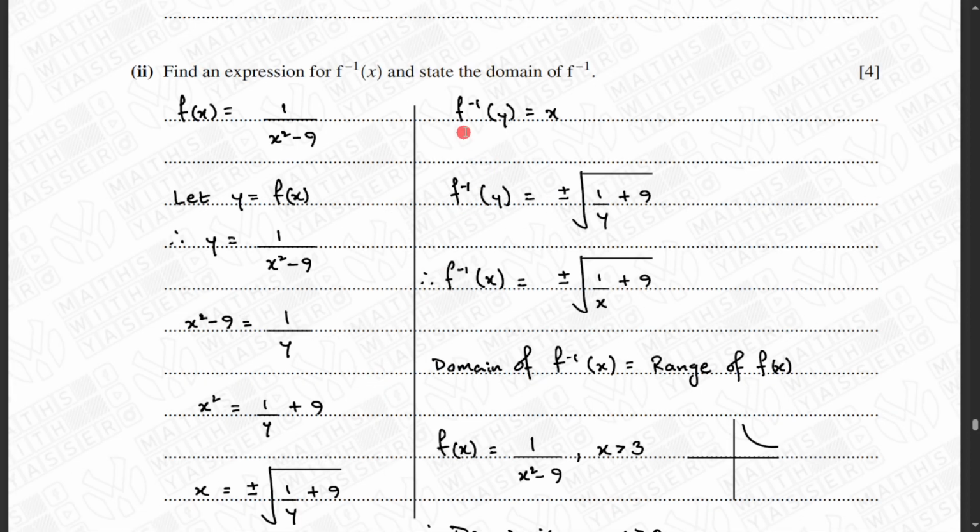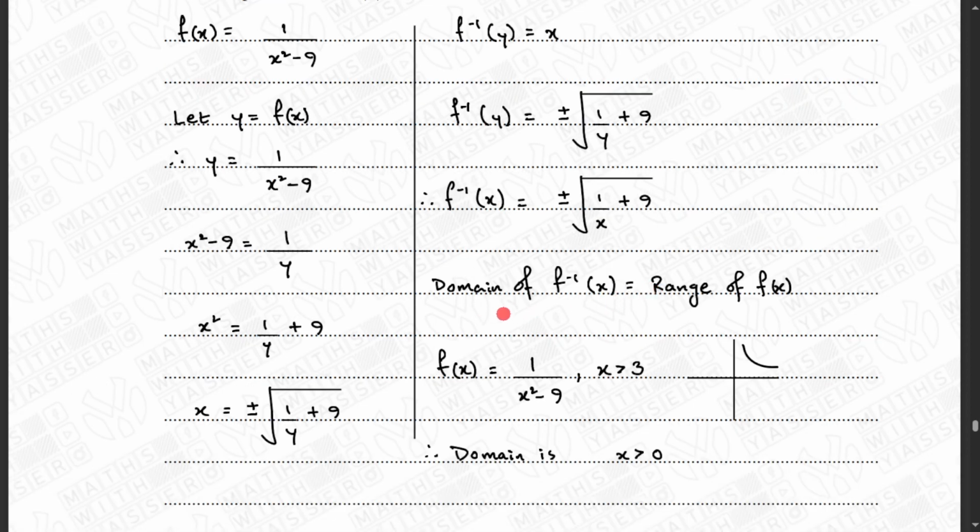So f inverse of y is equal to x. That means f inverse of y is equal to plus minus square root of 1 over y plus 9. So f inverse of x must be plus minus square root of 1 over x plus 9. We know that the domain of f inverse is equal to the range of f of x. So let's first find the range of f of x.